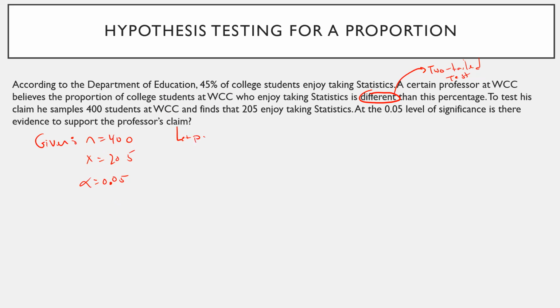So just so we're clear, what proportion am I investigating here? The proportion of what, who enjoy what? No. If it says less, it would be a left-tailed test. Notice how it just says that it's different. Two-tailed tests would be things like if it's changed. Yes, Dolesky's got it. It's specifically WCC students. It's the proportion of WCC students who enjoy taking statistics.